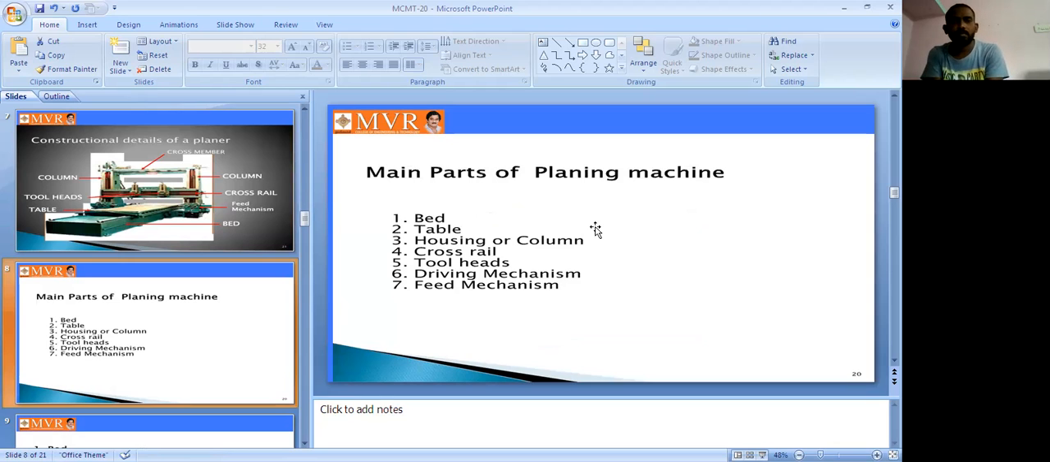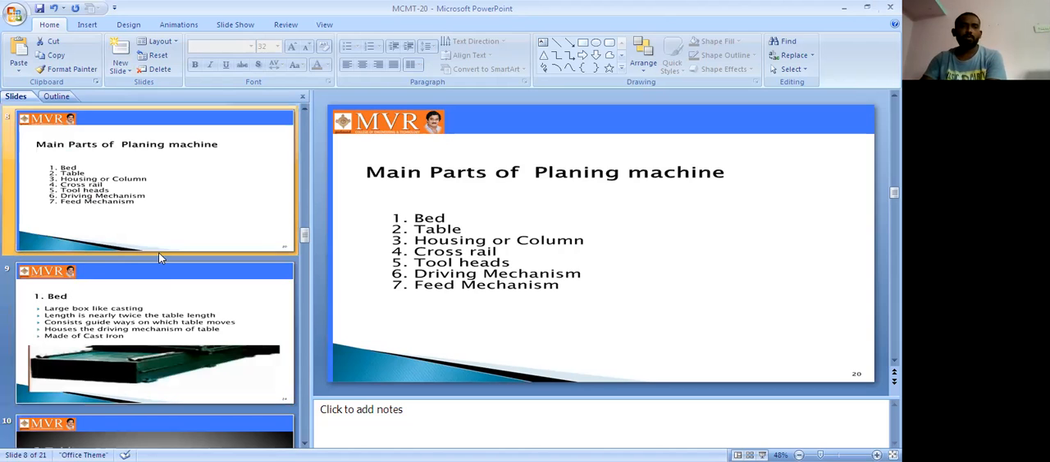First of all, bed. Bed is the base of the entire machine. So in any kind of machine, the bed is the base one here. Second one is table. So on the bed we are fitting the table one. On the table we are fitting the workpiece. Next one is housing or column one. So it is one of the very important ones. Next one is cross rail. Cross rail is also very important. Next one is tool head. So tool head also very important. Next one driving mechanism. Next one is feed mechanism. Driving mechanism how? Feed mechanism how? So these are the important parts we are using in the planing machine.